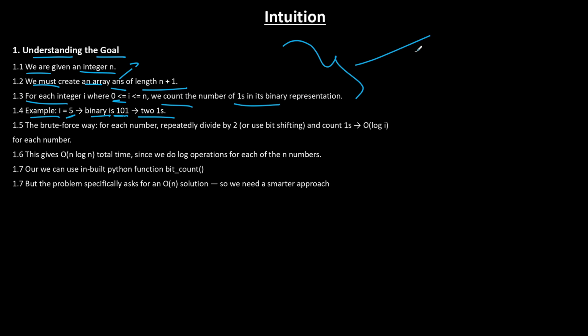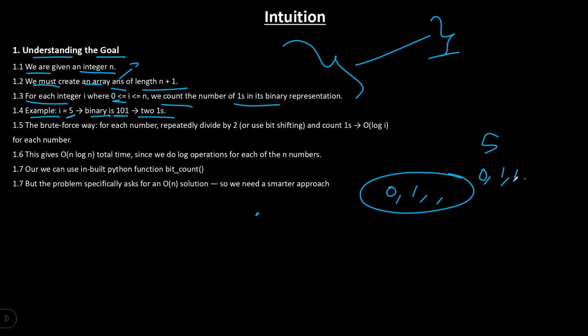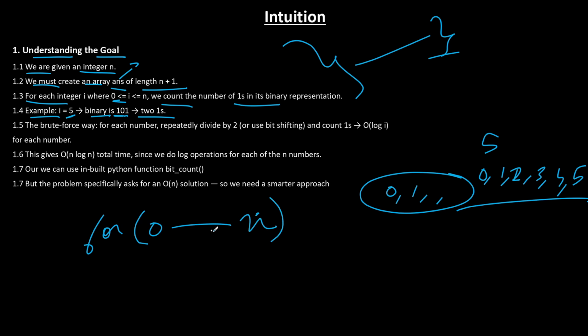The brute force. So what could be the brute force solution for it? As we have already understood the goal, the brute force could be, since we have to iterate over all the binary representations, a for loop that goes from 0 to n. For 5, it will be 0, 1, 2, 3, 4, 5. N is inclusive, because you need the binary representation of 5 and the ones present in it. Now there are two ways to do it. One way is a built-in function given by Python named bit count.